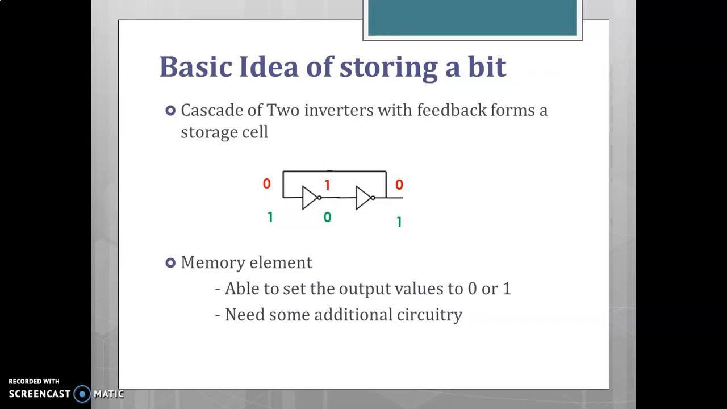The same holds for the input 1. The important point to be noted is how to set the values to 0 or 1. For this purpose, we need an additional circuit. Depending upon the circuit used, there are different types of latches and flip-flops. The latches and flip-flops are the basic memory elements.